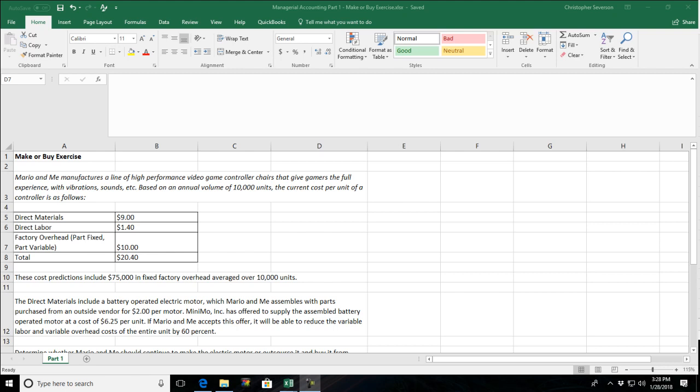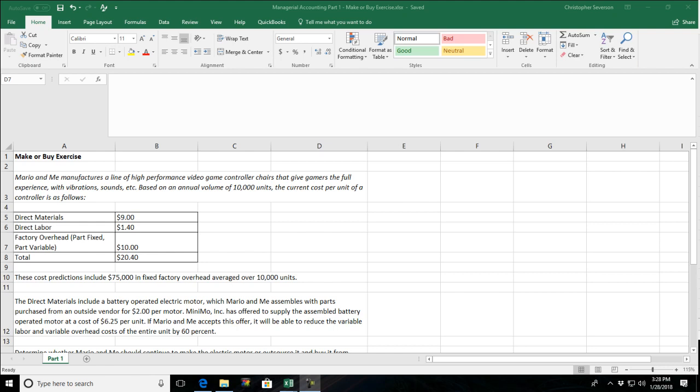With this particular type of decision, you're choosing whether or not to continue to make a part internally or to buy it from another company. So it's another relevant cost type decision where we're taking a look at the relevant costs of both alternatives and deciding which one is most cost efficient and overall most profitable. So now we have our data set for this particular problem.